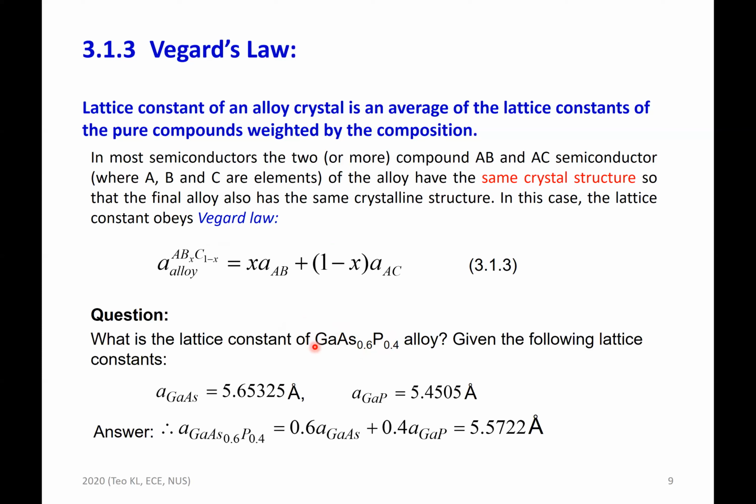So what is the lattice constant of the alloy? It's basically 0.6 of the lattice constant of gallium arsenide plus 0.4 of that of gallium phosphide. It will be written in this form to find the lattice constant of the alloy. So you can deduce the lattice constant of the alloy from the original compound semiconductors. Gallium arsenide phosphide is made up of gallium arsenide and gallium phosphide.